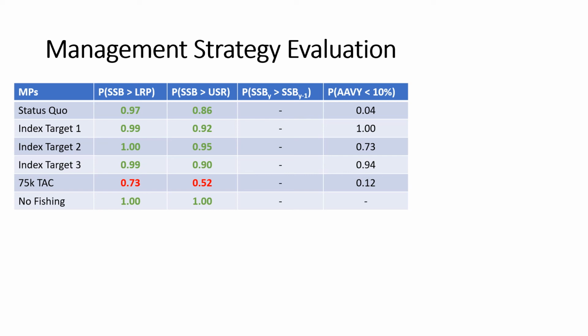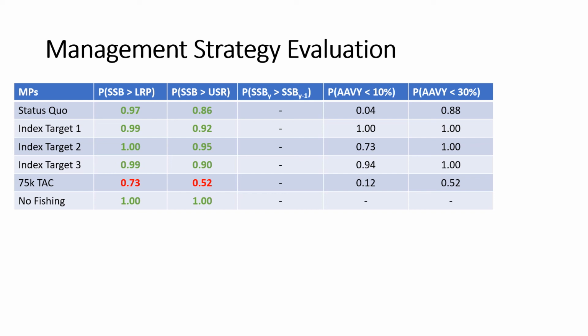It may be surprising that the MP with a constant TAC of 75,000 tonnes has a low probability that the average interannual variability in catch is less than 10%. This is because this management procedure resulted in many years where the TAC was too high for the amount of available biomass, and the actual catch taken in the model was much lower than 75,000 tonnes. With the exception of the fixed TAC MP, where the stock crashed in many cases, all MPs had greater than 85% probability that the TAC varied less than 30% between years.